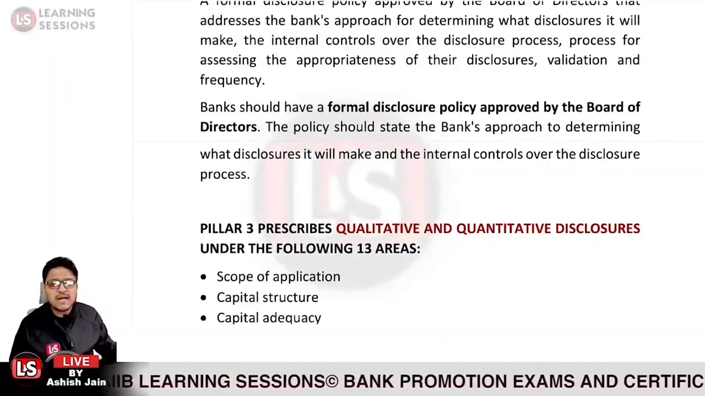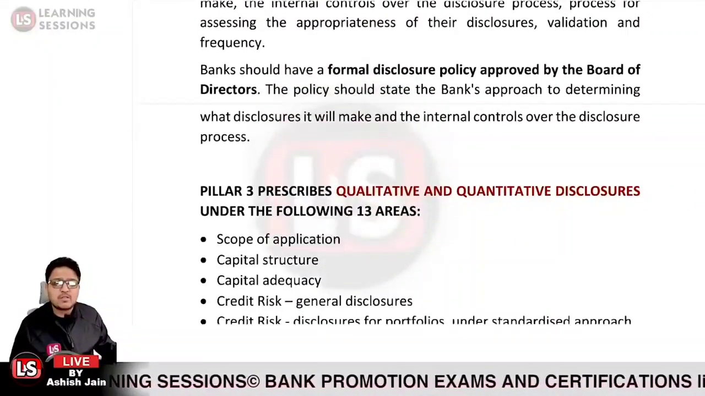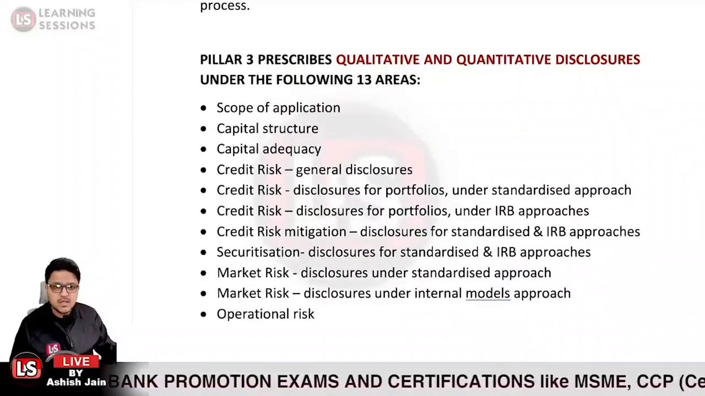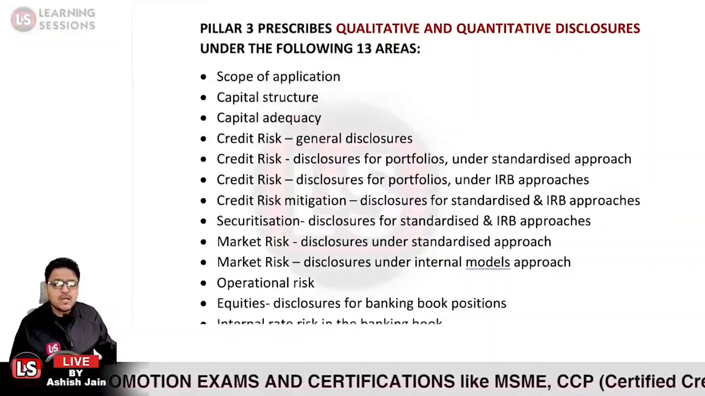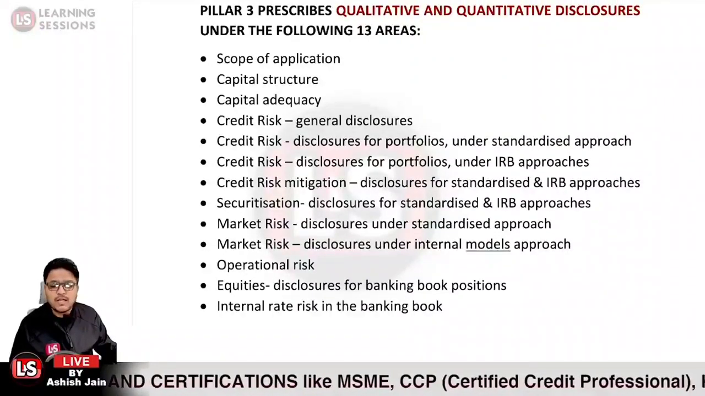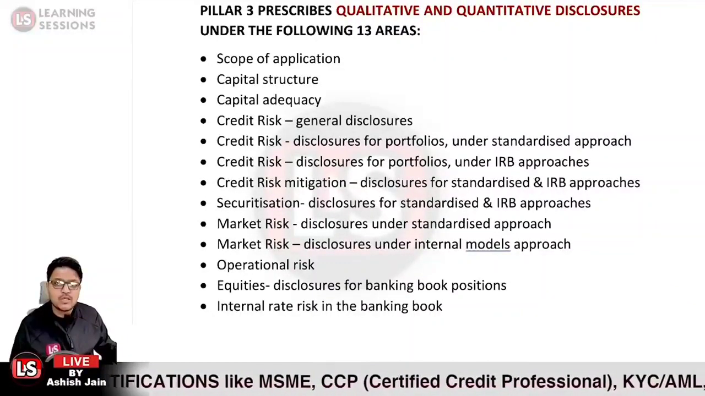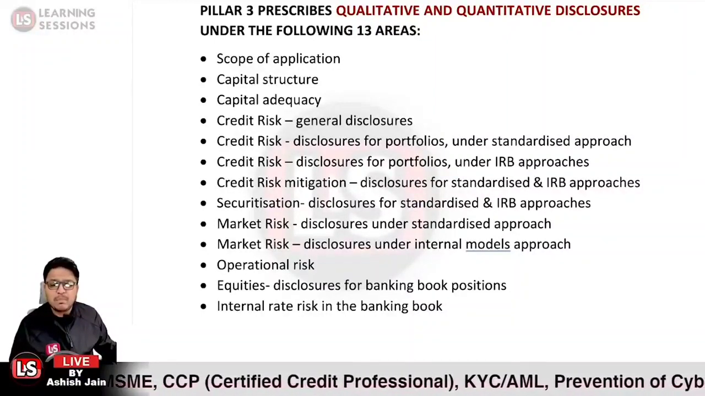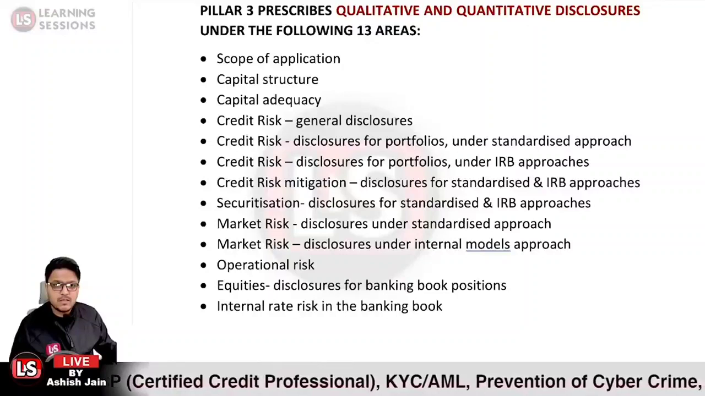So Pillar 3 prescribes qualitative and quantitative disclosures under the following 13 areas. So you can take a screenshot of this. Basically, it is related to 13 areas where the qualitative and quantitative disclosures are to be made, and these are prescribed by Pillar 3 of Basel 3.